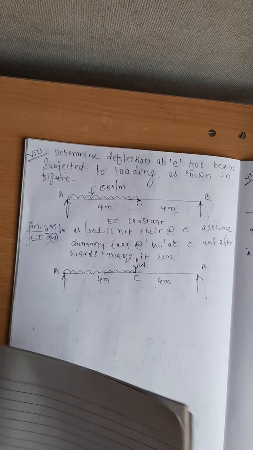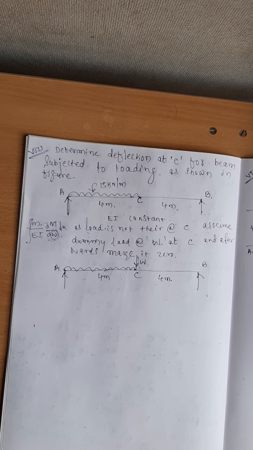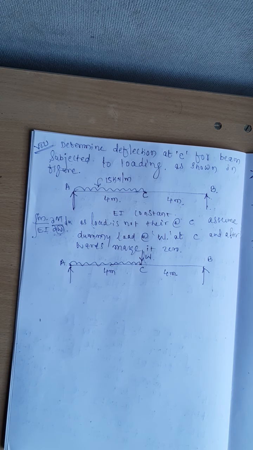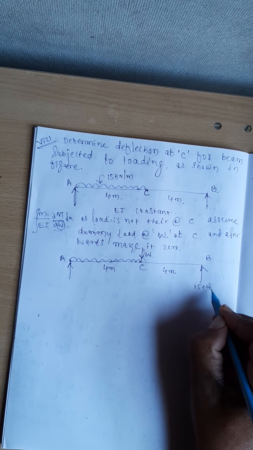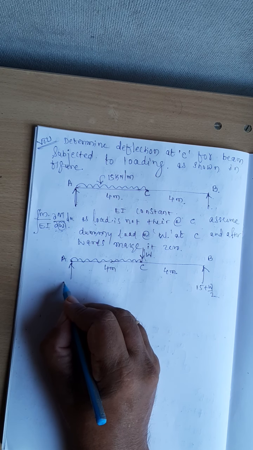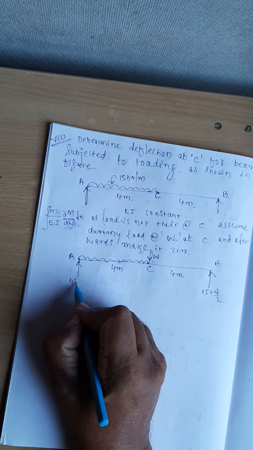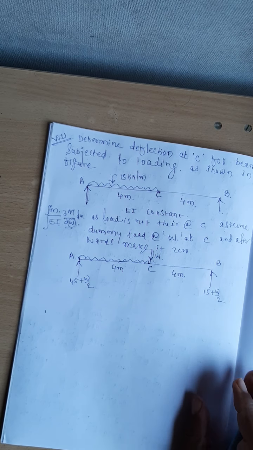First, you need to calculate the reactions at the supports. Yes, you know how to calculate the reactions. The reaction at B happens to be 15 plus W by 2, and the reaction at A happens to be 45 plus W by 2.